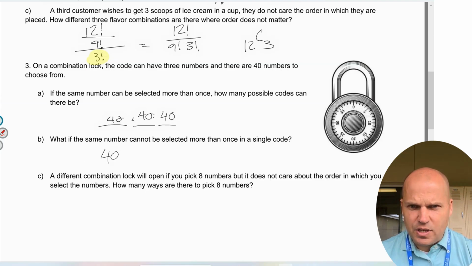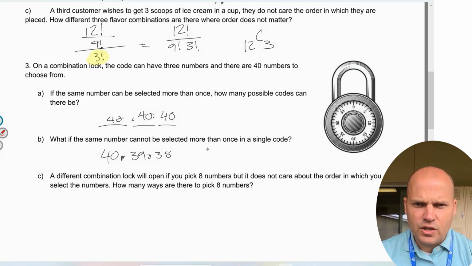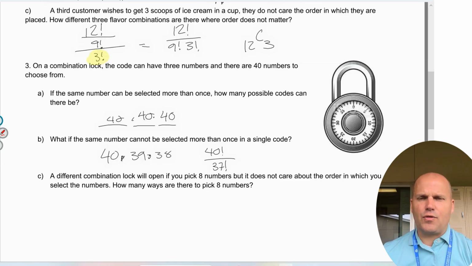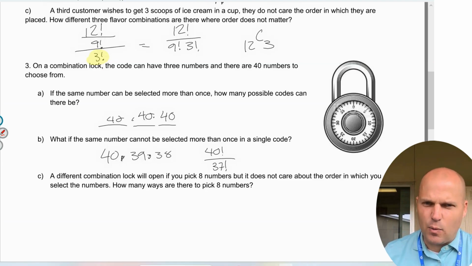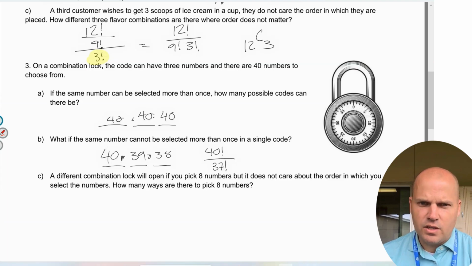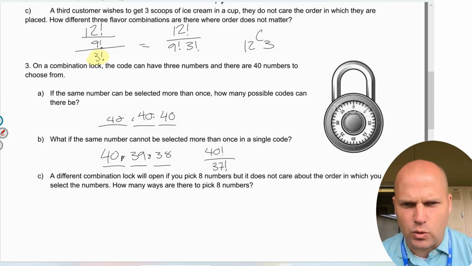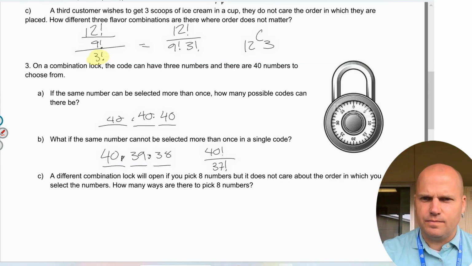If the same number cannot be selected more than once, it's 40, then 39, then 38, which we can say is 40 factorial, but get rid of the other 37 slots that we don't want. We just want 3 slots. So 40 factorial divided by 37 factorial.